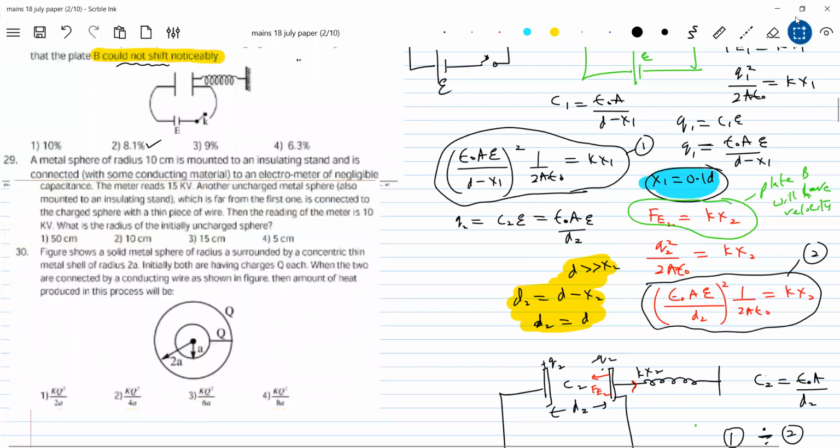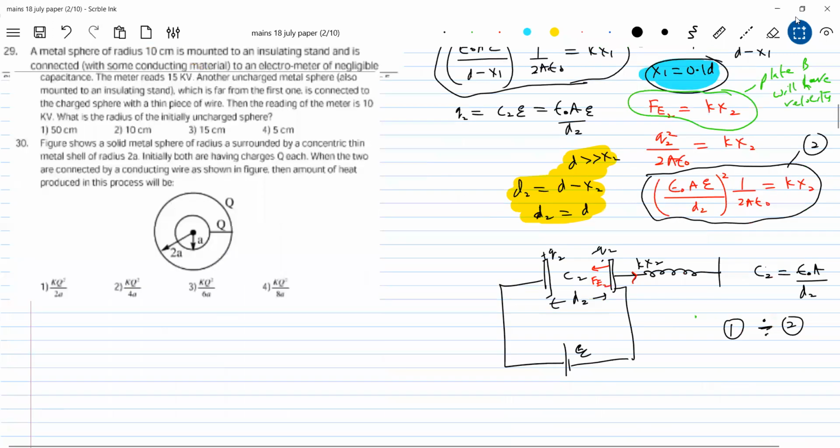Okay, no, a metal sphere of radius, oh, no diagram, of negligible capacitance. The meter reads 15 kilovolts. Another uncharged metal sphere. Two spheres connected by wire. Take help of the concept. Two spheres.